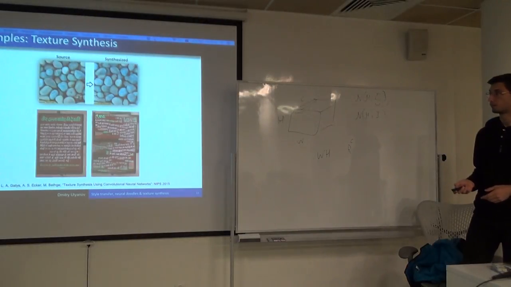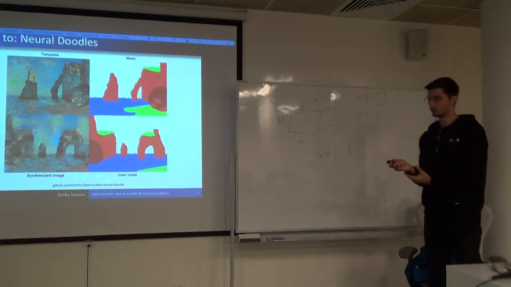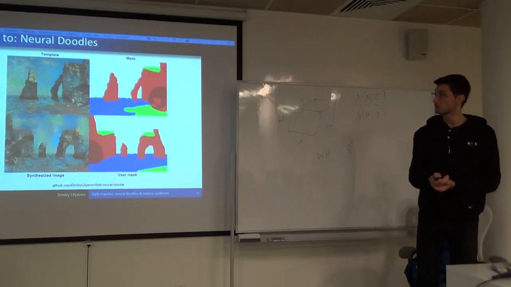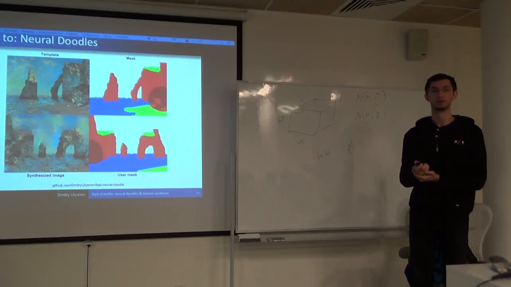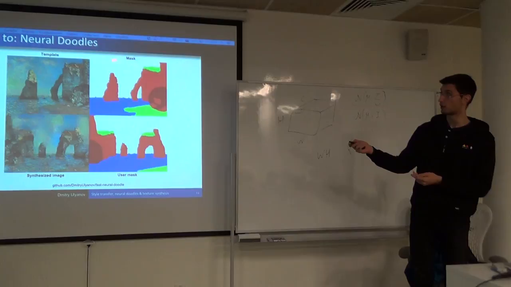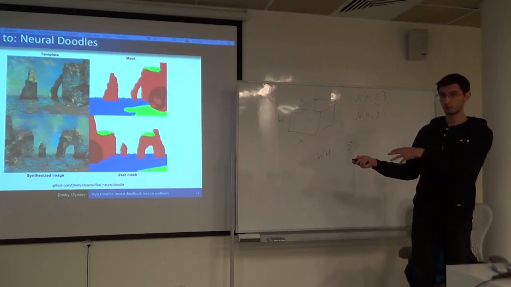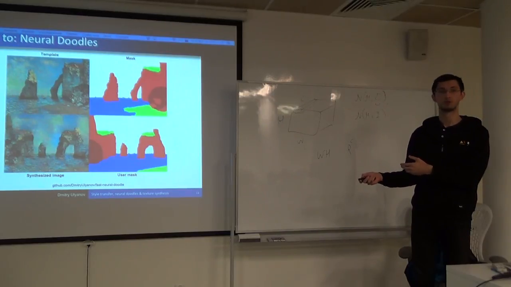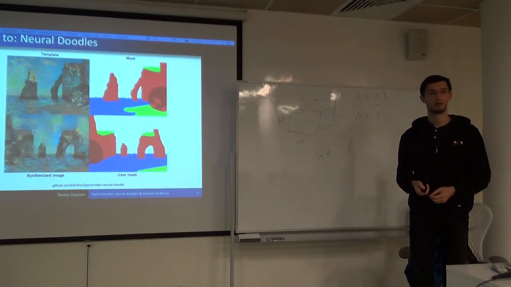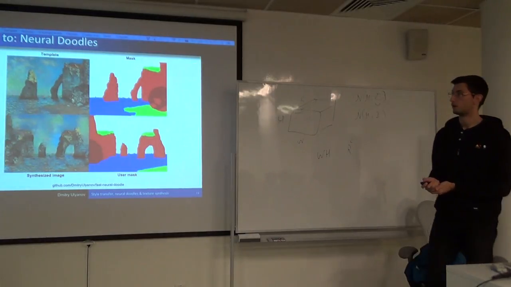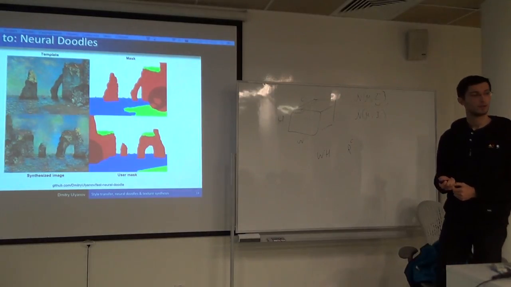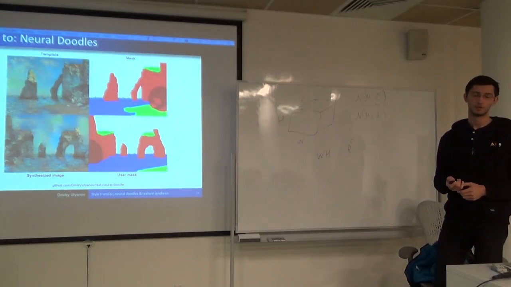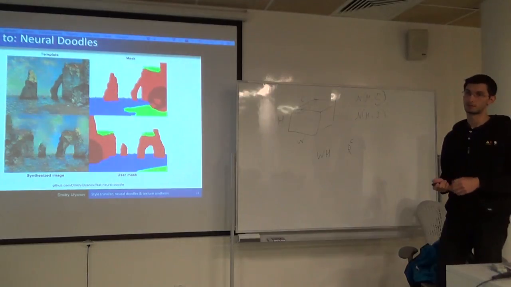So, okay. Now, when you know how texture synthesis works, you will probably guess how you do the neural doodles. Once again, you have a template image and you have a mask, right? And then the user defines a new mask. And what we want to do is to synthesize a new image. So how would you implement it? Divide the image into parts with different texture and perform texture synthesis for the particular parts.